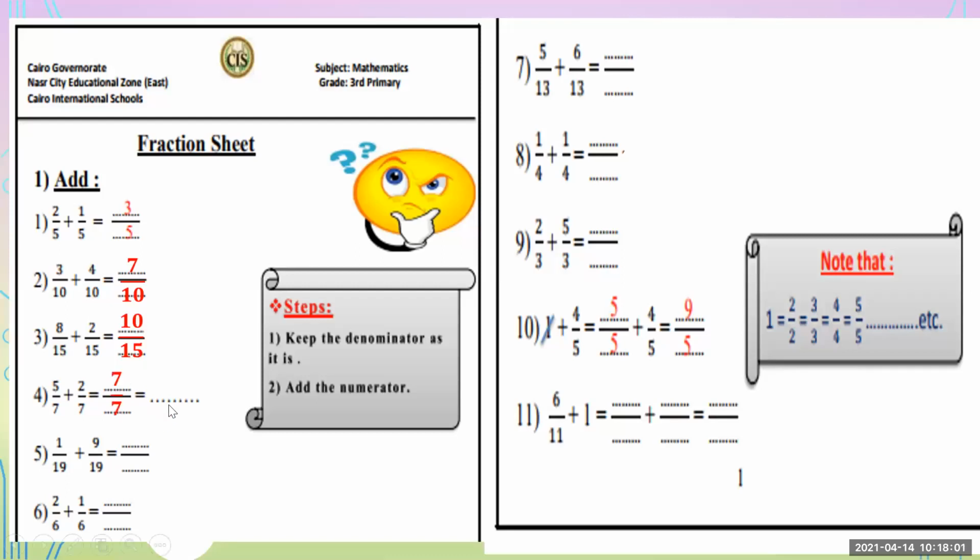7 over 7 equals what, ya Shaza? We said any number over itself. 7 over 7 is 1. Yeah, excellent. So it will be 1 whole. Excellent, my dears. Thank you, my dear.